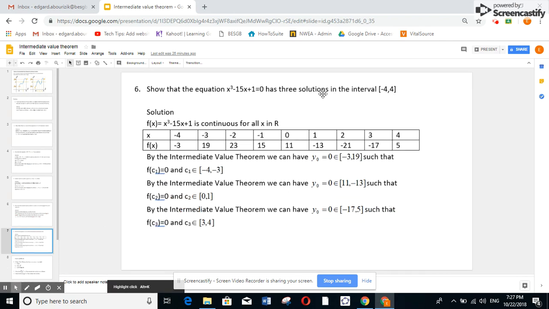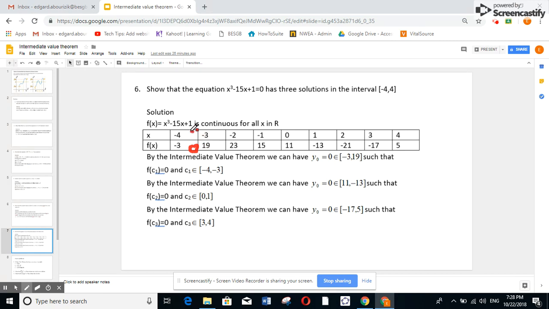Another example, show that we have at least 3 solutions between minus 4 and 4, and this is a continuous function. We start by taking minus 4, we replace it, minus 3, minus 3, minus 2. I'm taking all the integers. So I want 0. So to find the solution by the intermediate value theorem, you must have a minus then plus. So here you have a 0 here between these two.